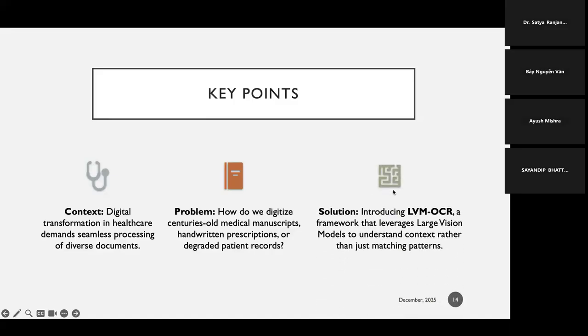So here is our solution. We introduce LVM-OCR. Think of LVM-OCR as a smart reader. It uses the power of large vision models, similar to the technology behind AI art or advanced robots. Unlike older systems that simply try to match shapes, pattern matching, like we discussed in the previous slide, our model tries to understand the context. It reads the document like a human expert would, looking at the whole page to make sense of the message details. So how exactly does it do that? Let's look at the technology behind it.